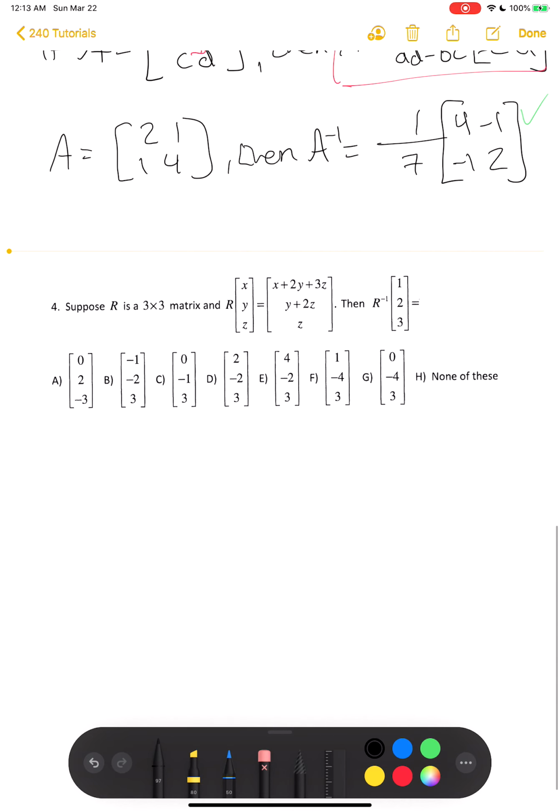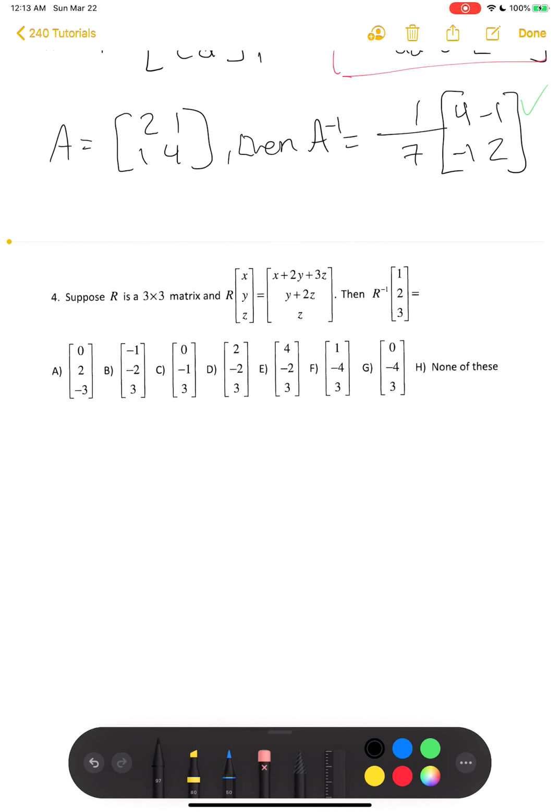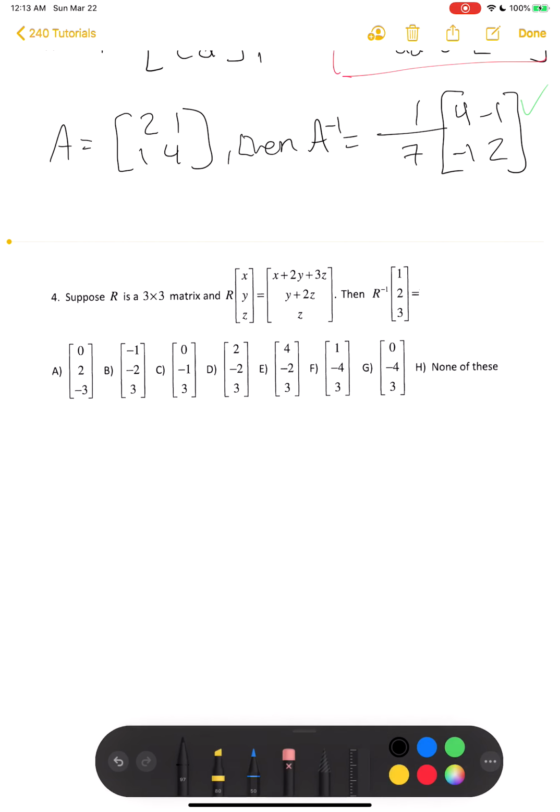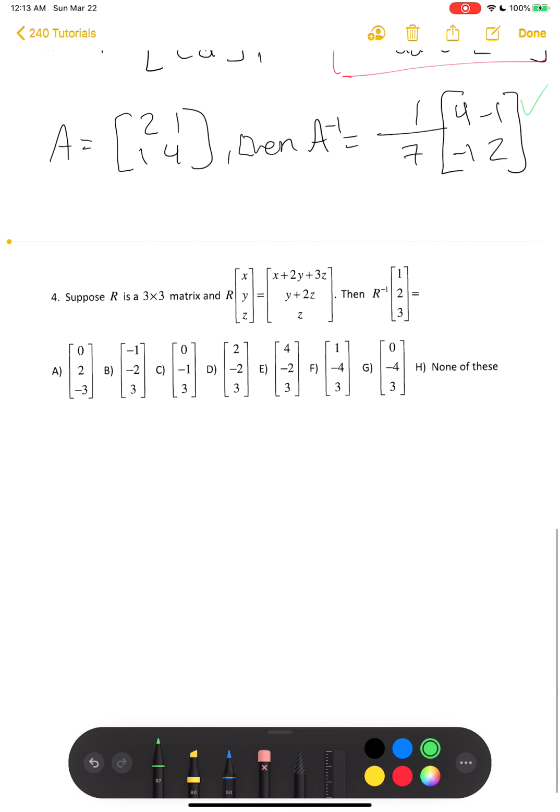So I just wanted to do a quick example problem from an old exam. This is from an old final exam. I didn't record exactly which one it's from, maybe 2015. So we have an unidentified matrix R, such that when I multiply it by my column vector x, y, and z, I get another column vector, which they've defined here. And then I have to figure out what R inverse times a specific vector is. So there's a lot going on in this problem, but first things first, we need to figure out what R is. We're not going to figure out what R inverse is without R.